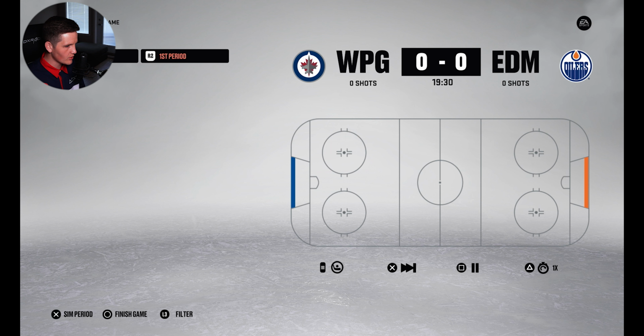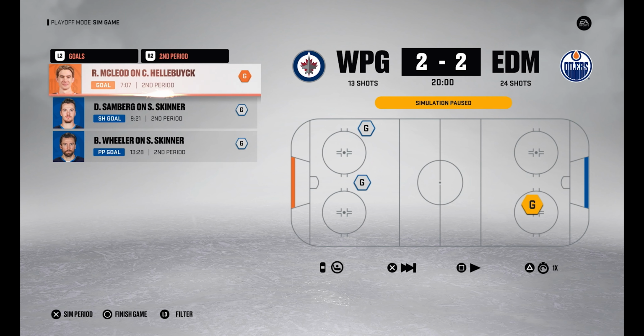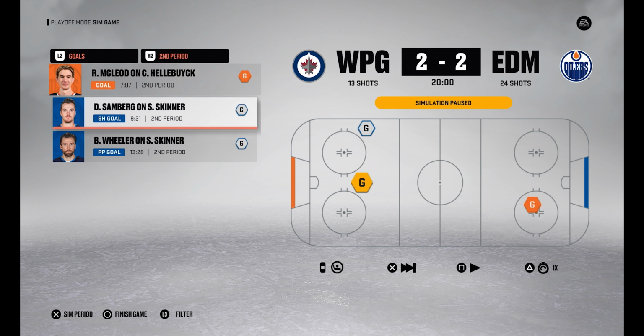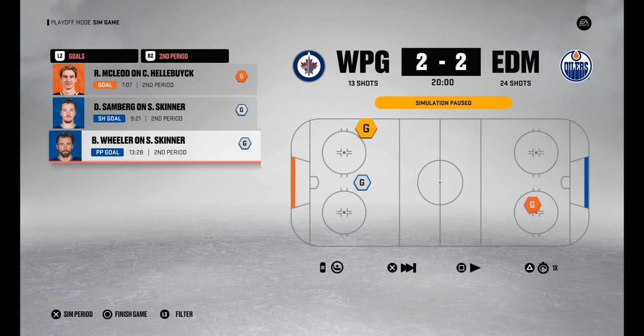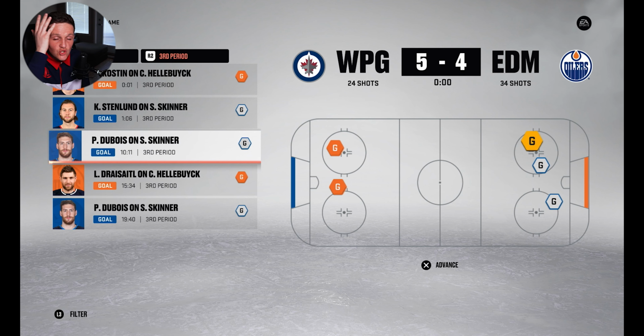Game 7 between the Oilers and the Winnipeg Jets. Leon Draisaitl scores. It's 1-0 at the end of the first for the Edmonton Oilers. It is 2-2. Ryan McLeod ends up scoring, and then we got Sandberg and Wheeler scoring 2 goals after the fact to tie it. Edmonton scores. Winnipeg, Edmonton, Winnipeg. And Winnipeg ends up scoring with 20 seconds left to win in Game 7, Pierre-Luc Dubois.